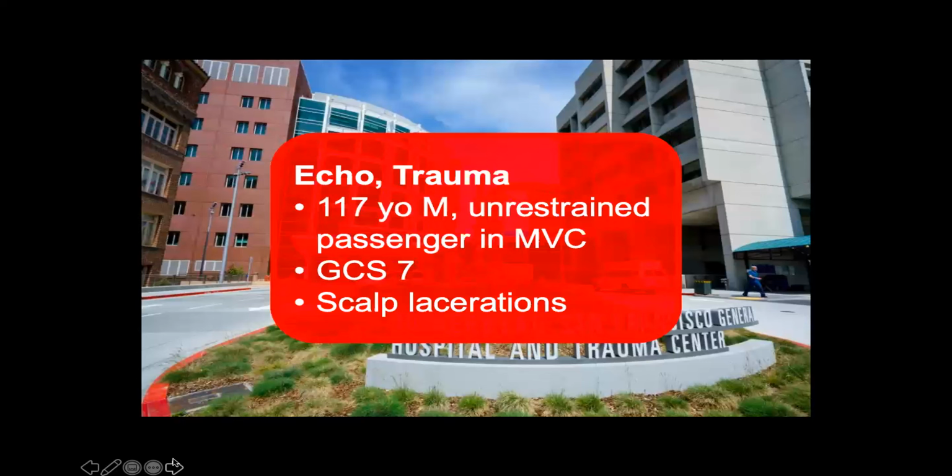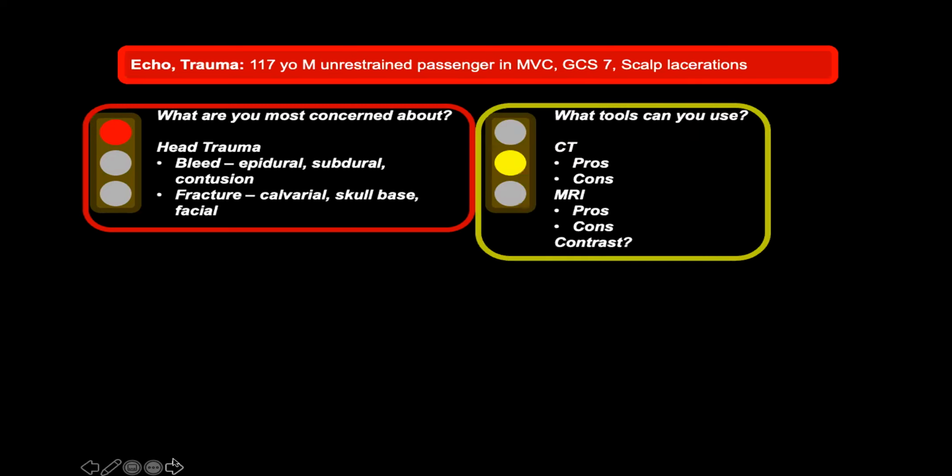So the first case, and the only case we're going to go through, there are other ones on the module to go check out, is echo trauma. A 17-year-old male, unrestrained passenger in an MVC, GCS is 7 with scalp lacerations. So what are we most concerned about here? Definitely head trauma, a bleed, epidural, subdural, contusion, or even a fracture, calvarial, skull base, or facial.